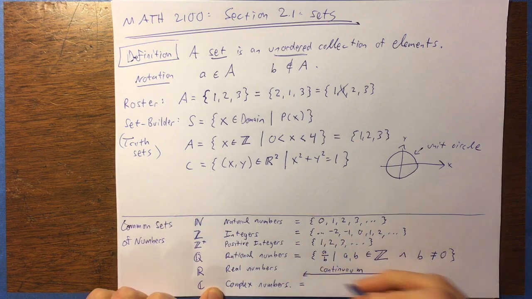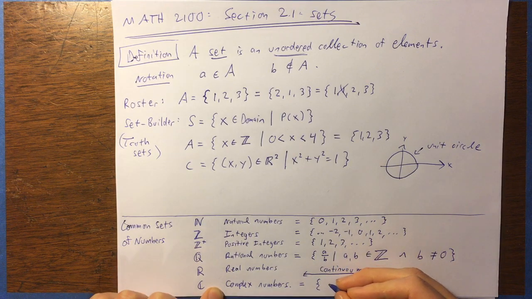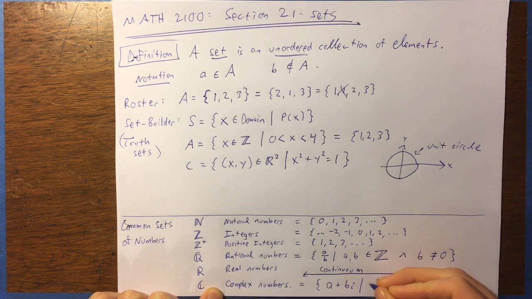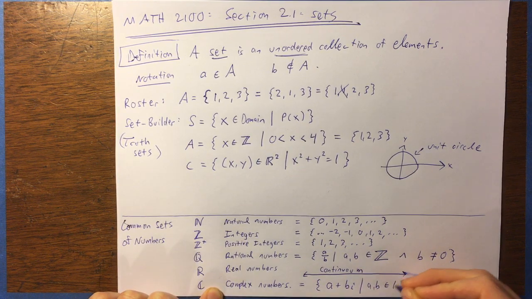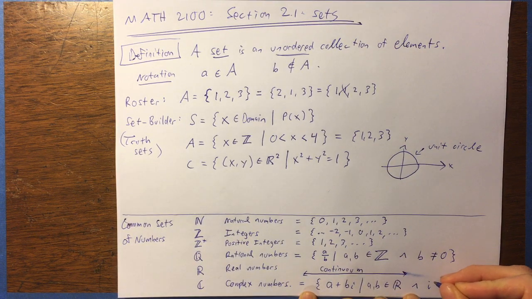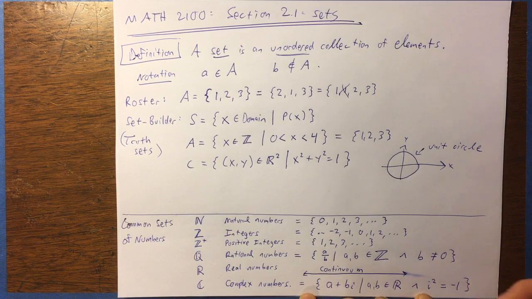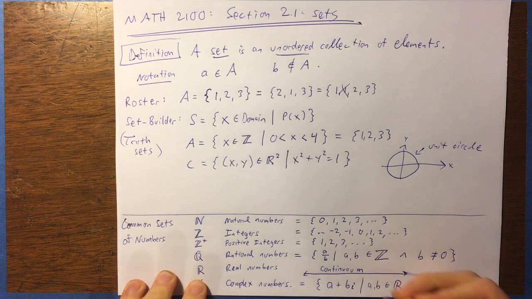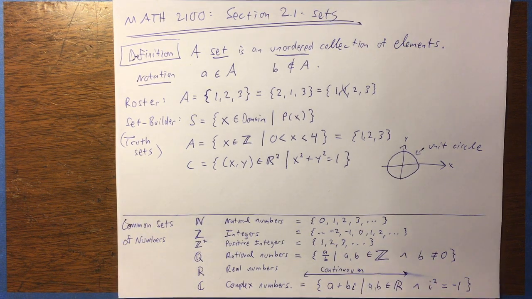And then finally, the set of complex numbers. This is, of course, the set of all things that look like a plus bi, where a and b are elements of the real numbers. And of course, i is defined by saying i squared equals -1. So that is the definition of your imaginary unit. It's the principal root of the number -1.